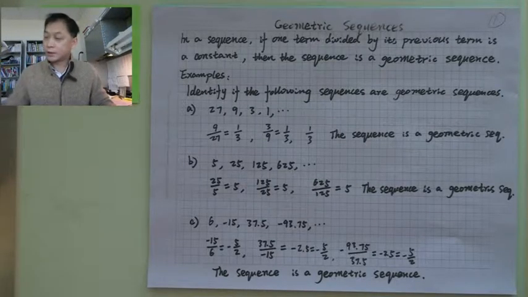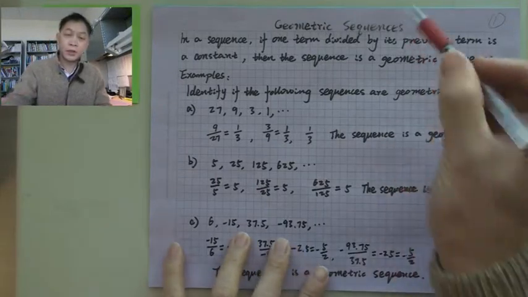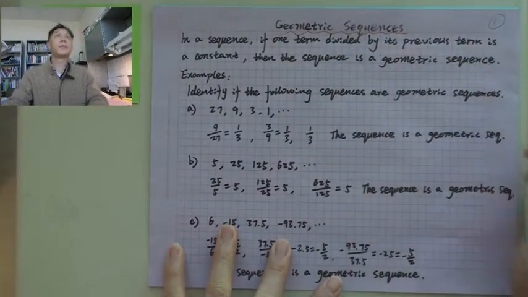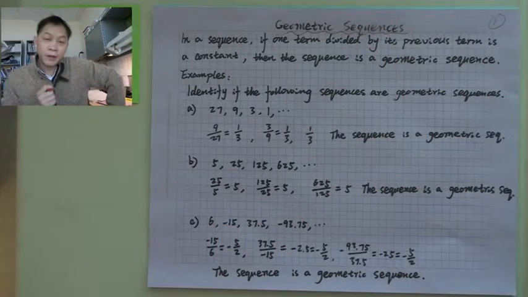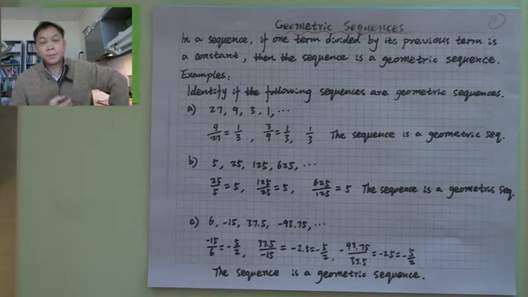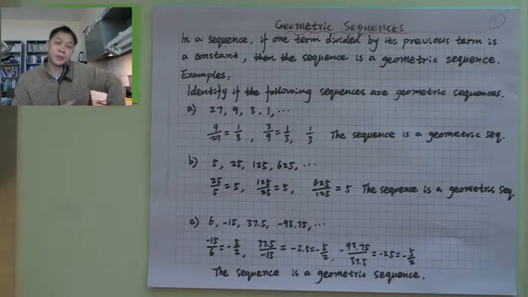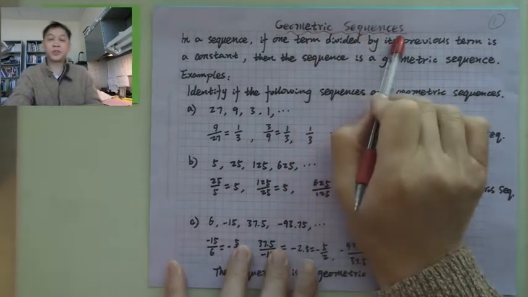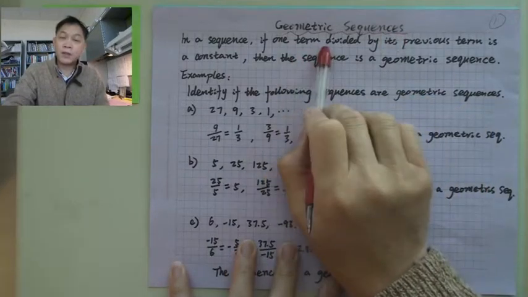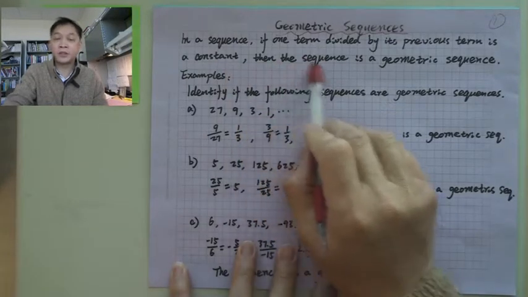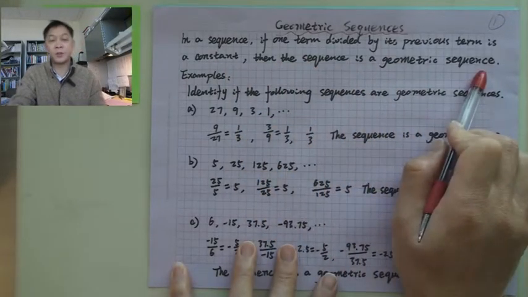In this lecture, we'll talk about geometric sequences. Previously, we talked about arithmetic sequences. That's one term minus the previous term is a constant. Now, for the geometric sequence, if one term divided by its previous term is a constant, then the sequence is a geometric sequence.